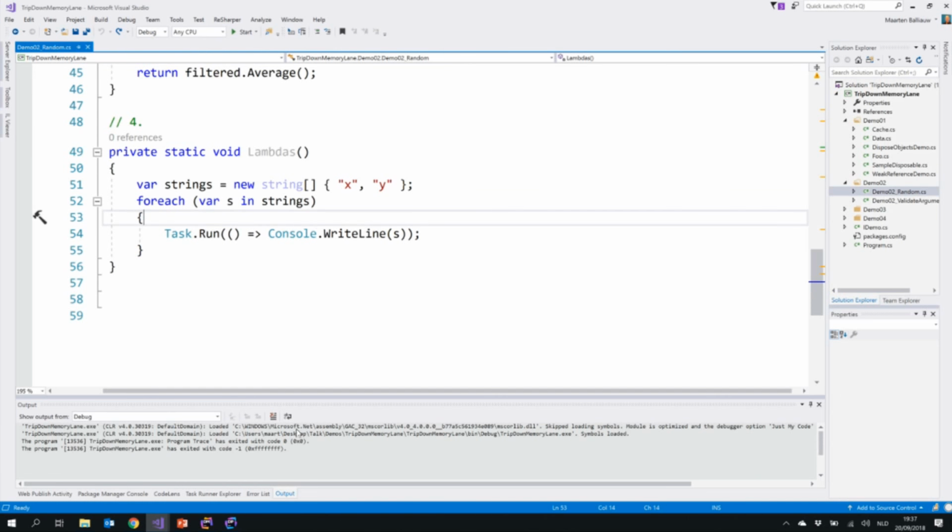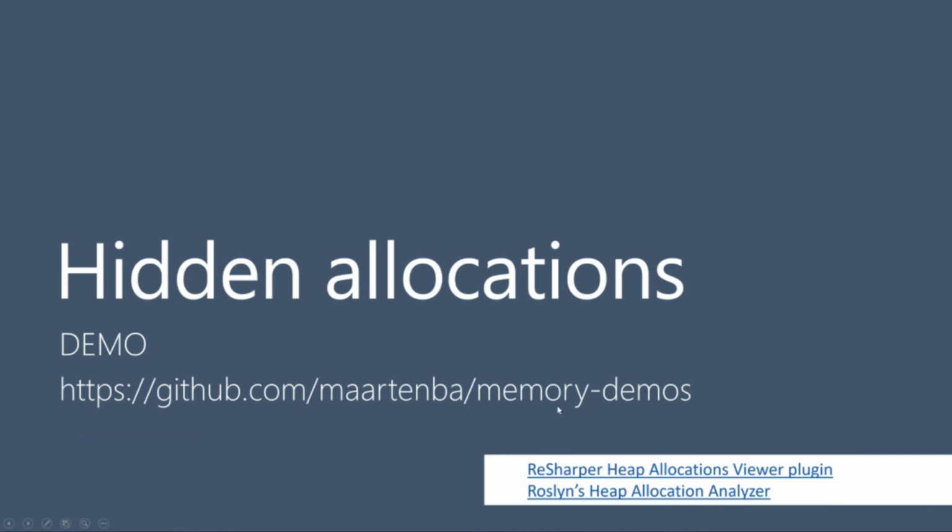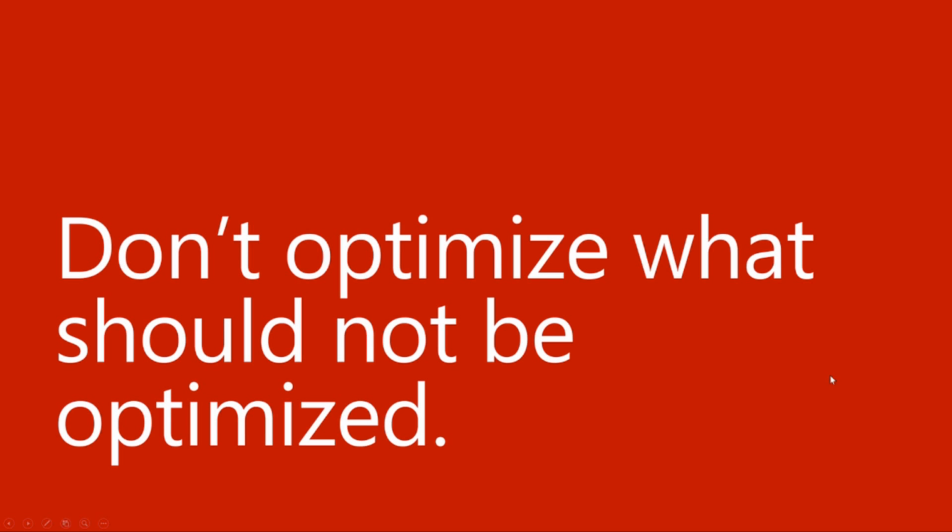Anyway, hidden allocations. This is really important, and basically the one who wins the ClrMD ticket there has to say this as well. It should be the takeaway of tonight. Don't optimize what you shouldn't be optimizing. Always measure and see what is happening in your application.